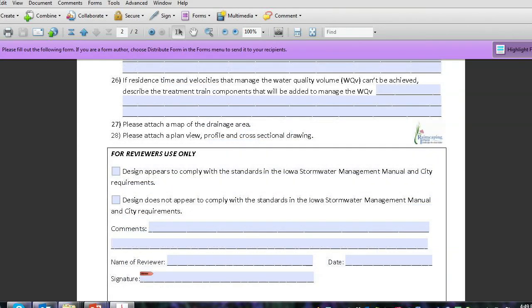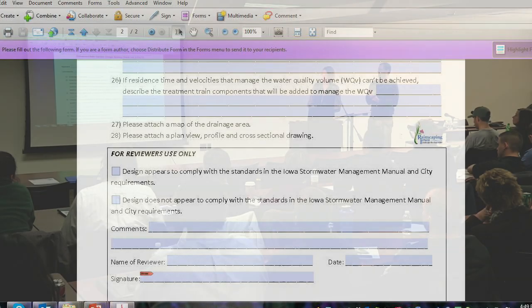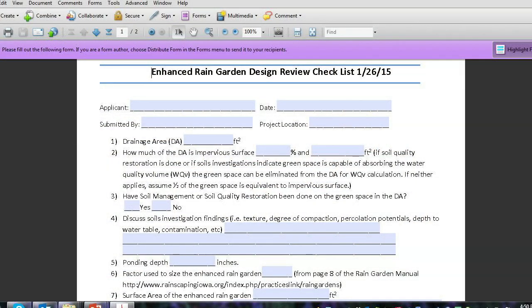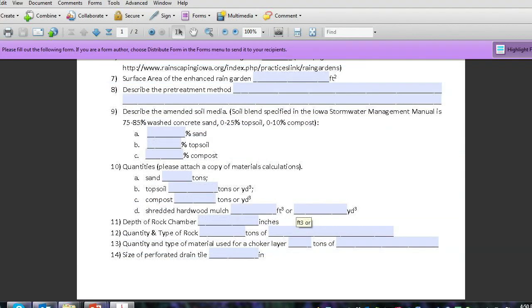Okay, we'll get into an enhanced rain garden, which we didn't really discuss, kind of glanced over. But the difference between a rain garden and an enhanced rain garden is that you might use an enhanced rain garden where the soils are maybe leaning towards C-type soils and borderline percolation rates. So you would put a subsurface drain in, you're using modified soil, you're using some aggregate, but it's not quite as extensive as in a bioretention cell. But you go through the same steps, providing drainage area and the same factors as the others. I mean, you have to put in your modified soil and the quantities of materials, depth of rock chamber. So we'll kind of glance over that.